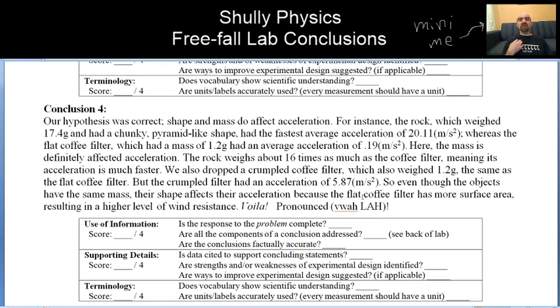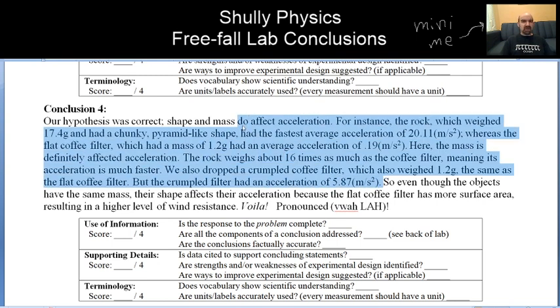This one's got a little too much flair, but it has some good stuff to it. Shape and mass do affect acceleration, right to the point. For instance, a rock which weighed this had a chunky shape and the fastest acceleration of this. Now this number is a bit high for the actual value that they probably recorded. Whereas the flat cloth filter, which had a much lesser mass, showed that it did affect acceleration. The rock weighs 16 times as much. It's a good comparison statement. And the crumpled filter had a greater acceleration.